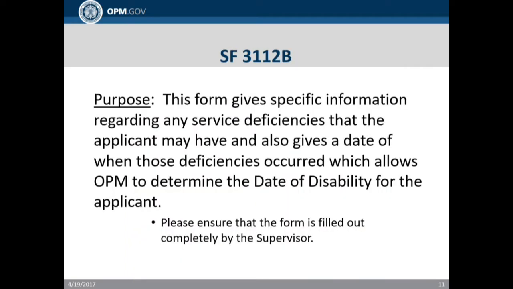The next form in the disability package would be the SF 3112B. The purpose: this form gives specific information regarding any service deficiencies that the applicant may have, and also gives a date of when those deficiencies occurred, which allows OPM to determine the date of disability for the applicant. Please ensure that this form is filled out completely by the applicant's supervisor.